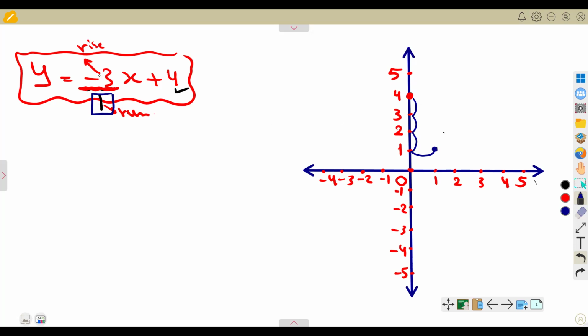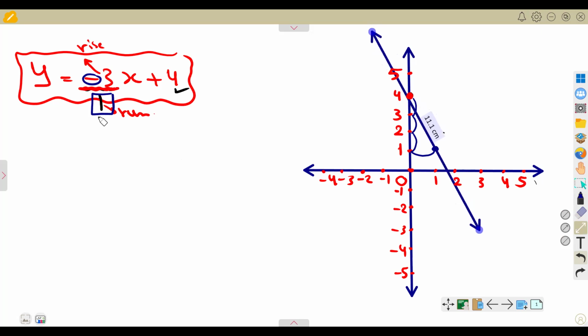Why did we count down? Because the rise here, or the number, is negative, so it's on the opposite side. So then you go down 3 and right 1. Very good. So the straight line is this line that passes through the points (1, 1) and (0, 4).